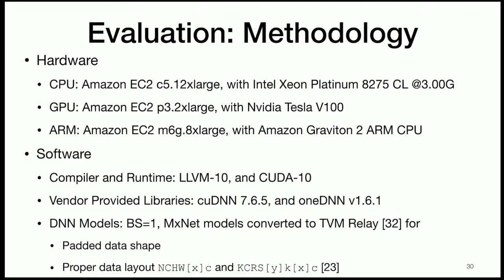All of our experiments are conducted on Amazon EC2 instances listed above. We use LLVM 10 as our code generation backend for all the platforms. We use CUDA 10 as our GPU assembler and runtime. We compare against the vendor-provided high-performance kernel libraries with tensorized instruction integrated as our baseline. All the models are batch size 1 and from MXNet Model Zoo. They are converted to TVM Graph IR and Relay IR, for tiling-friendly data padding and locality-friendly data layout alternation.